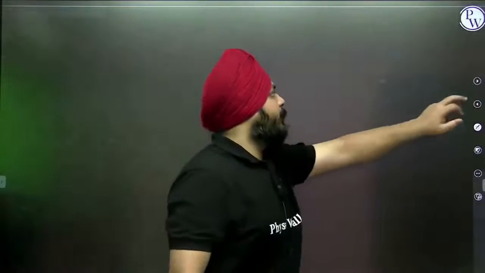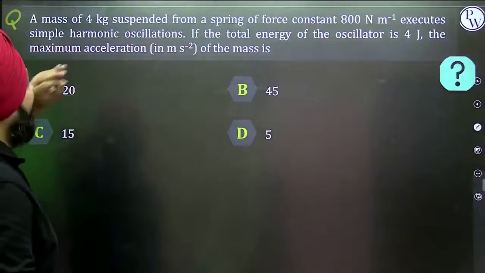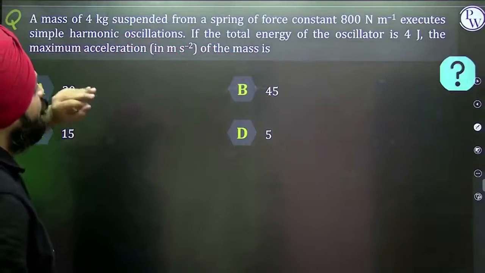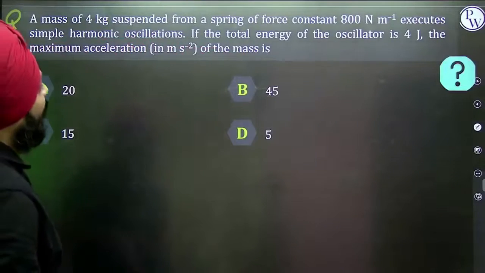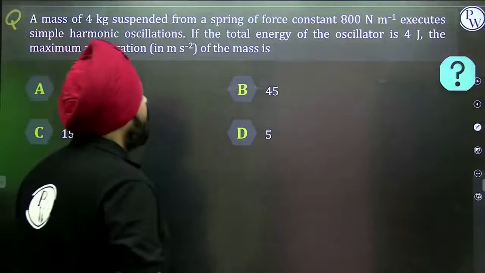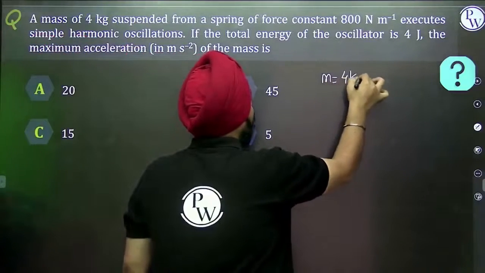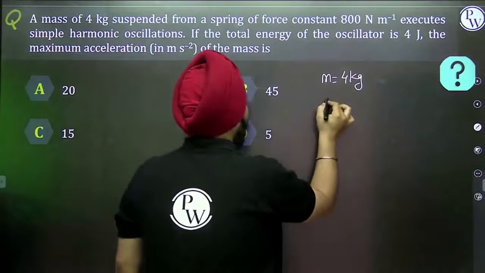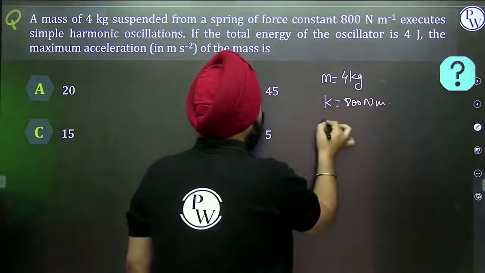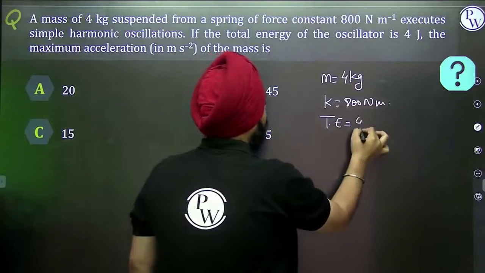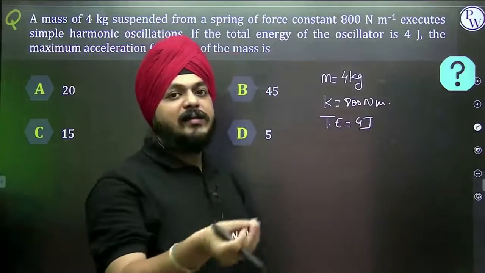Let's move on to the next part. A mass of 4 kg is suspended from a spring of force constant 800 N/m and executes simple harmonic motion. If the total energy of the oscillator is 4 joules, the maximum acceleration of the mass is what?